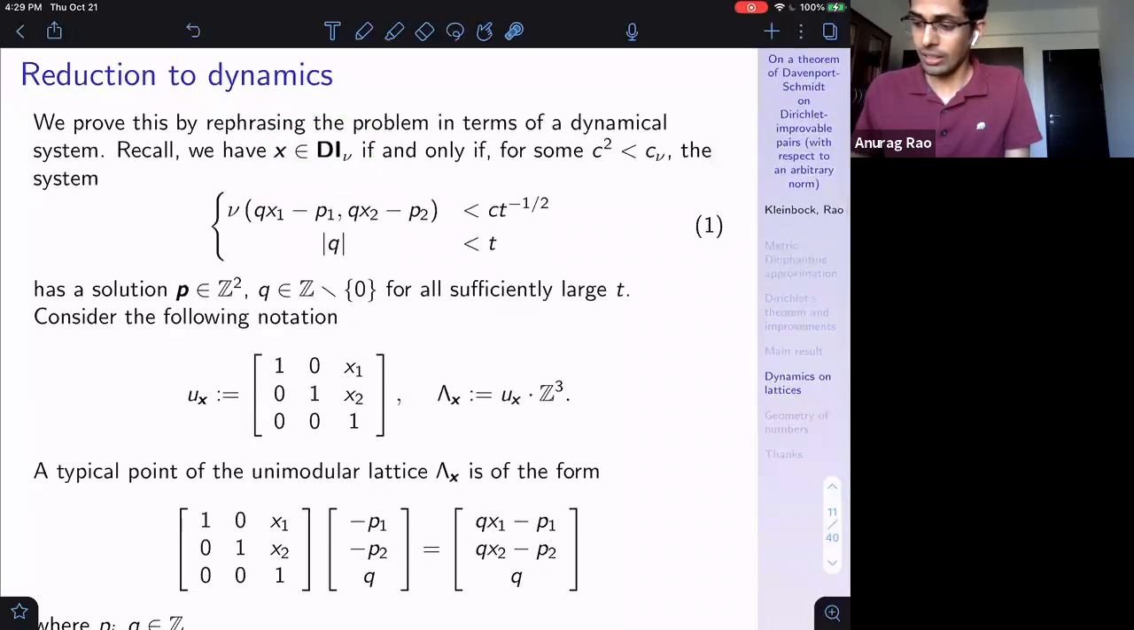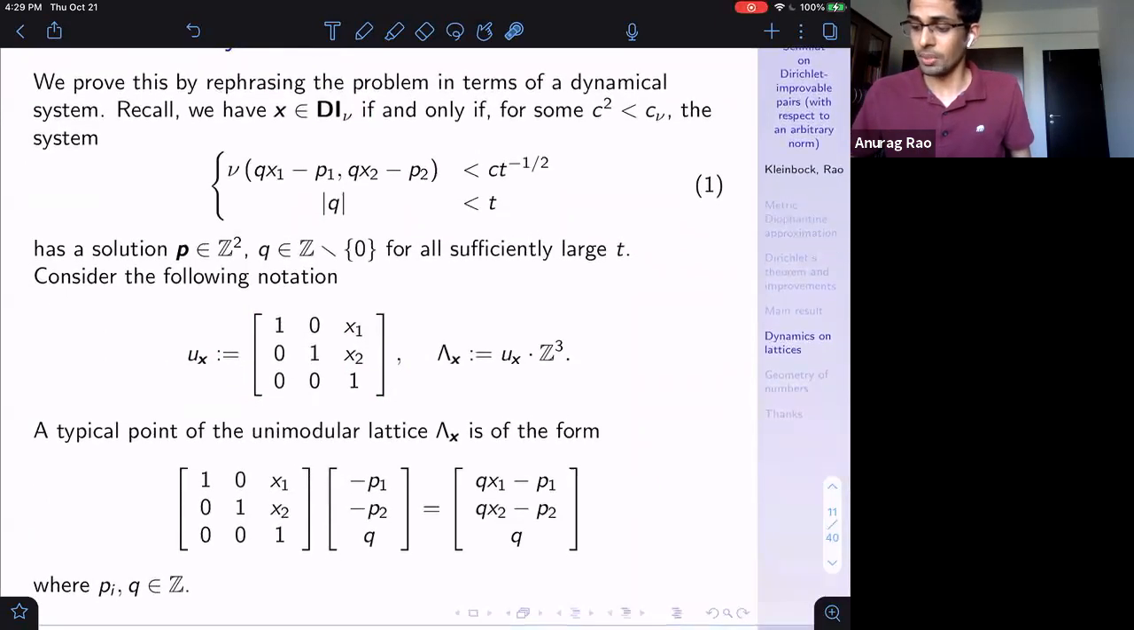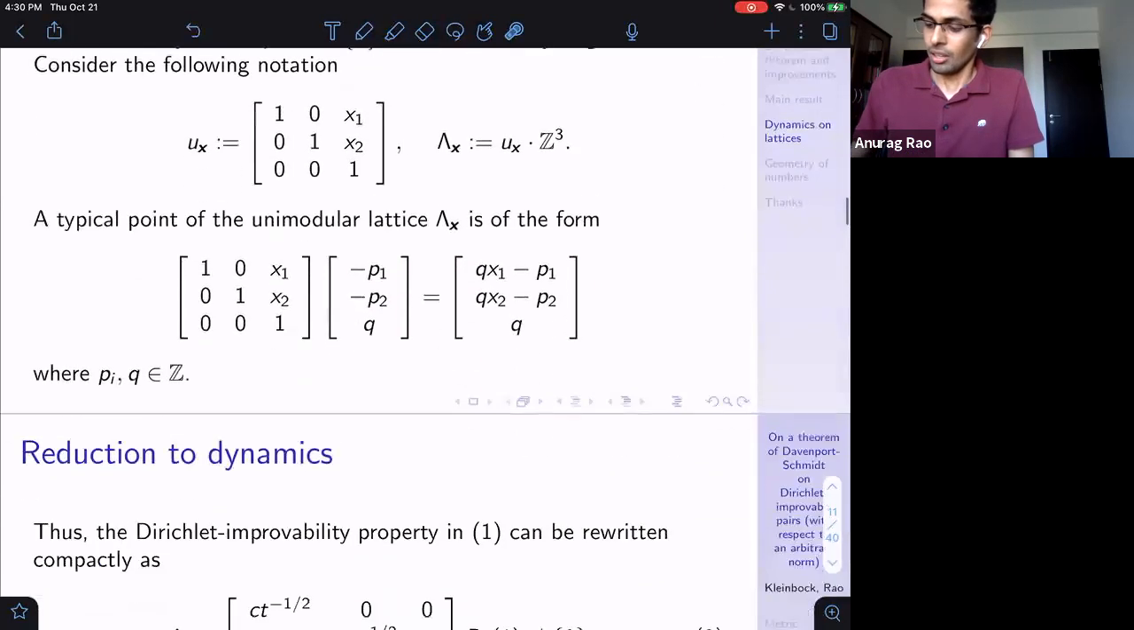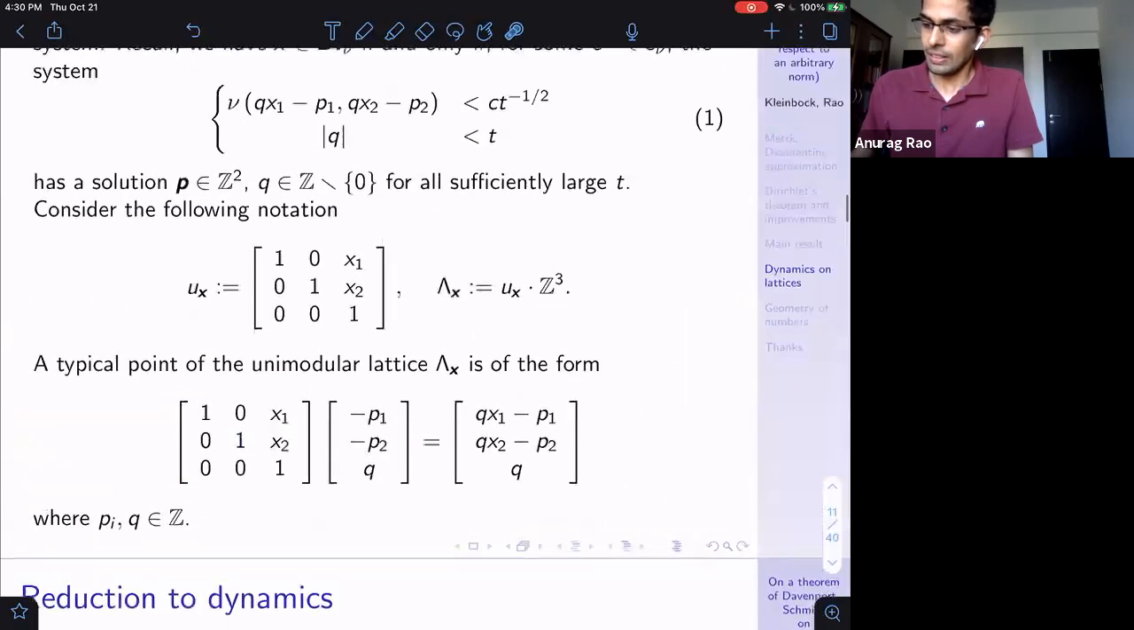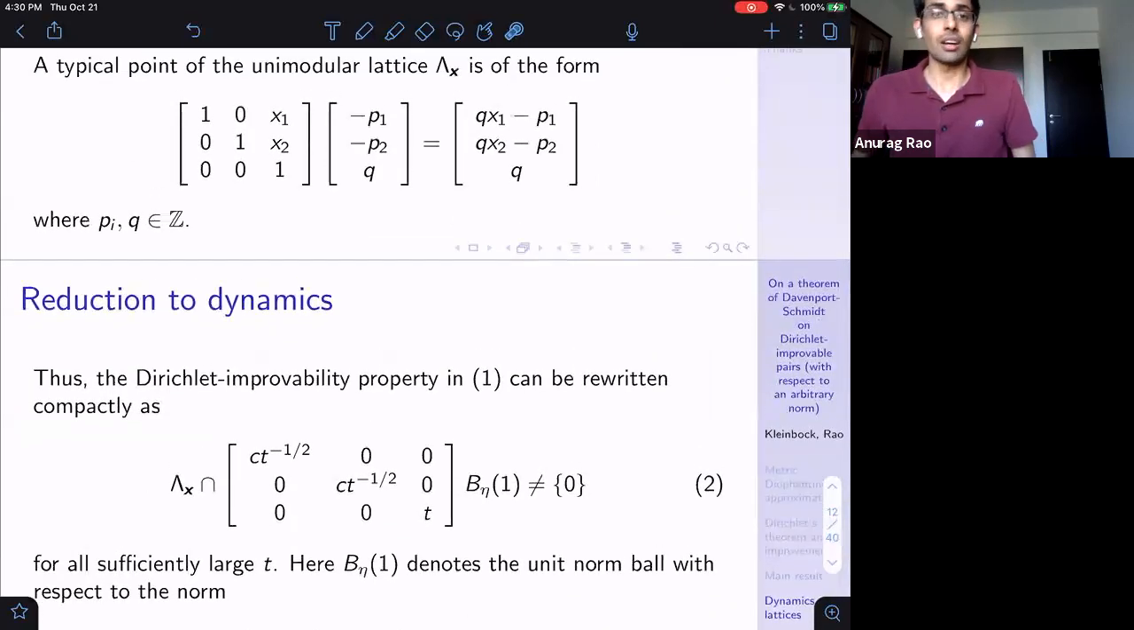Okay, let's rewrite this by first defining U_x to be X embedded into this upper triangular matrix group. I want X1 and X2 here. And lambda_X is going to be the lattice generated by U_x. So if you look at a typical point in this lattice, you take any integers over here, I'm taking minus P1, minus P2, doesn't matter. You multiply them through, it looks like this. So kind of looks like what's going on over here.